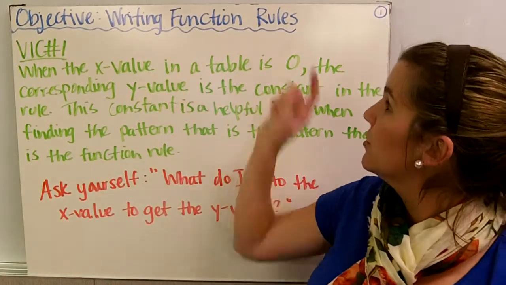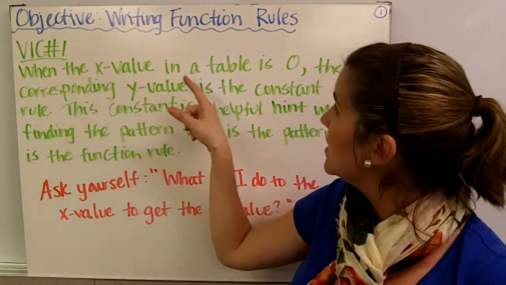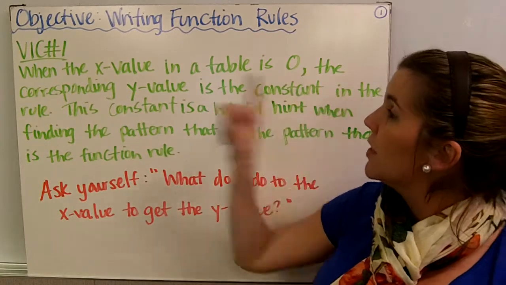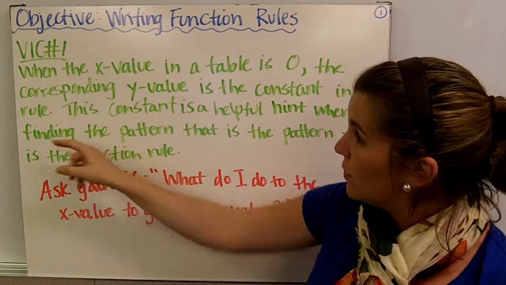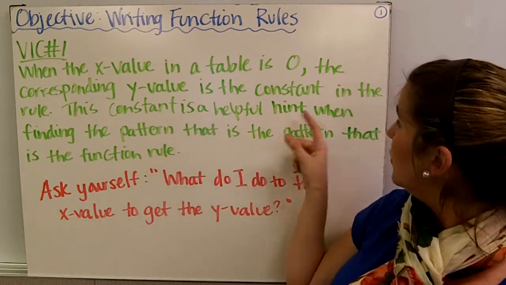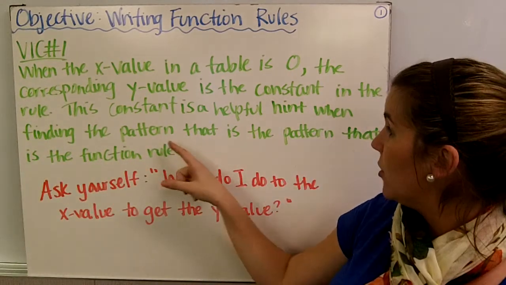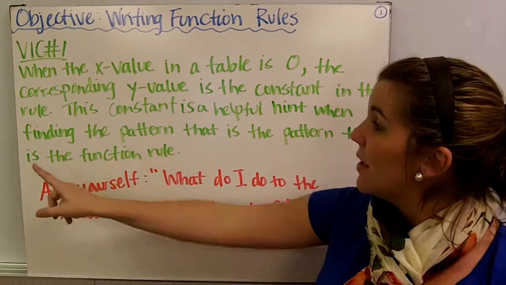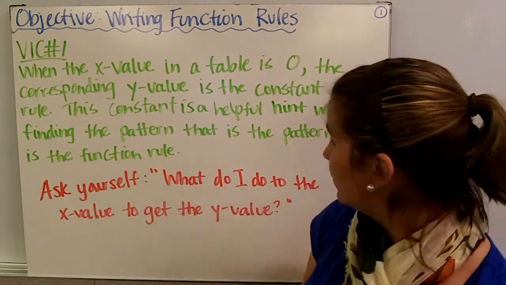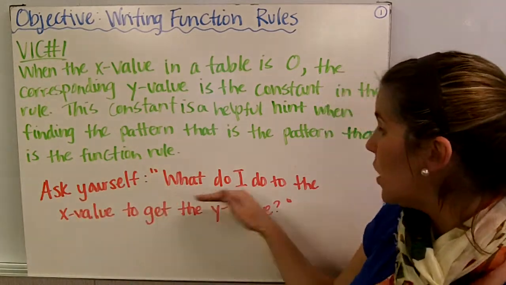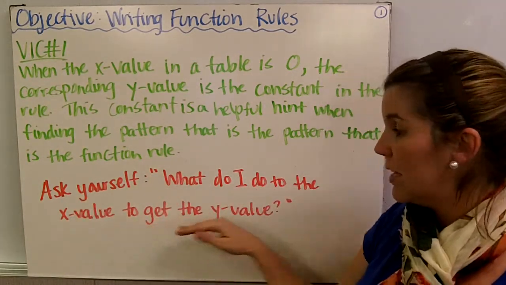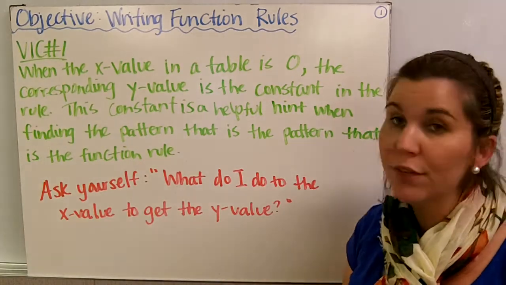Objective, writing function rules. Tip number 1, when the x value in a table is 0, the corresponding y value is the constant in the rule. This constant is a helpful hint when finding the pattern that is the function rule. So you want to find the pattern for the function rule. Ask yourself, what do I do to the x value to get the y value? You're looking for a pattern.